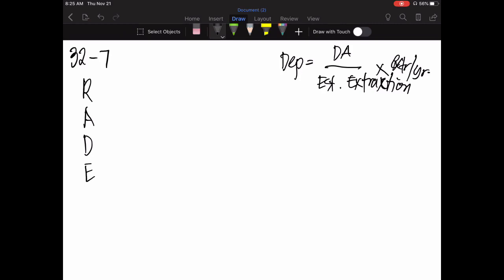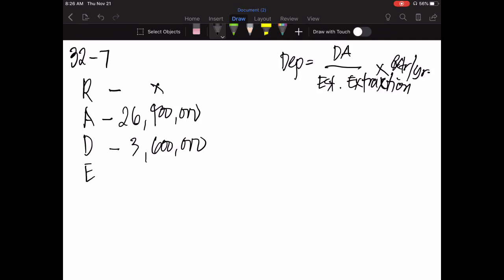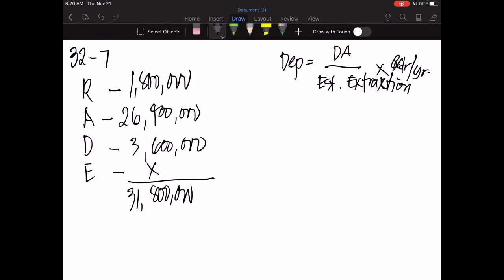So in this problem, we have an acquisition cost of 26,400,000. Then we don't have any restoration costs, but we have development costs in the amount of 3,600,000. And then, I forgot, we have restoration costs rather in the amount of 1,800,000. And then we have no exploration costs incurred. So the total cost of our wasting asset is 31,800,000.